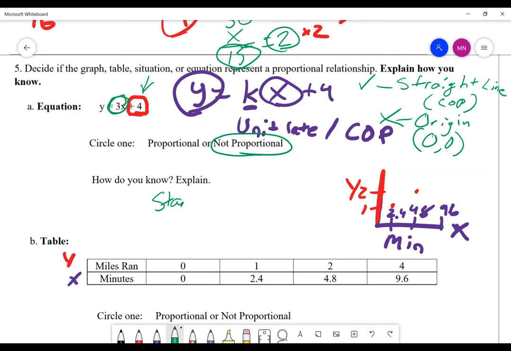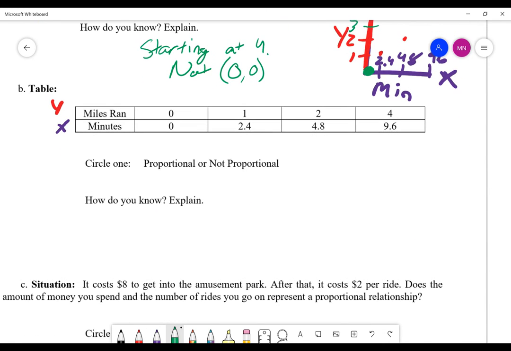How do we know? Starting at 4, not 0, 0. Remember, 0, 0 would be right here on the origin. In this example, we'd be starting up here at 4, which we can't do. Okay? Now we move on to the table. Well, first off, do we start at 0, 0? Yep, right here, right? We see 0 for our x, 0 for our y. We could write it as an ordered pair if we wanted. And then, does it go up by the same each time?